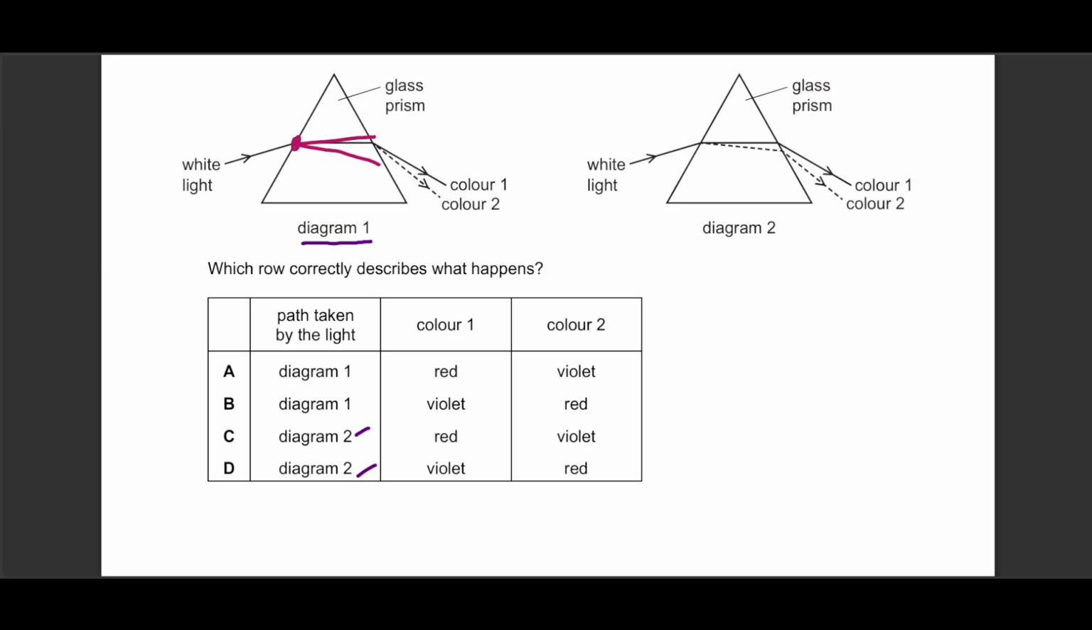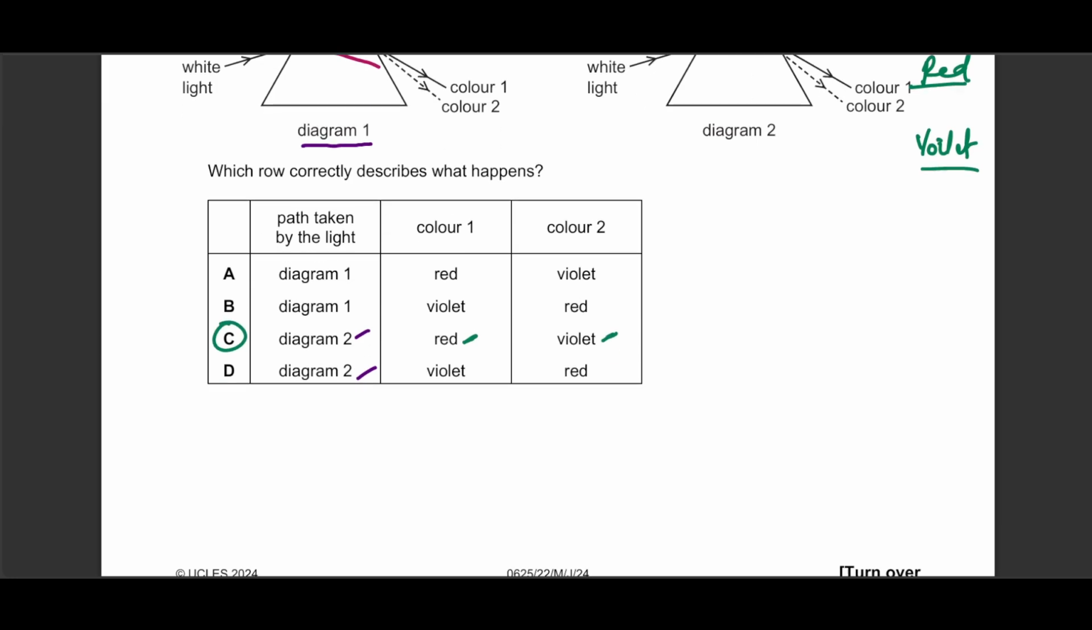And we have to memorize this, that the topmost color is red and the lowermost color is generally violet. Red bends the least, violet bends the most. So color 1 should be red and color 2 should be violet. So this option is option C.